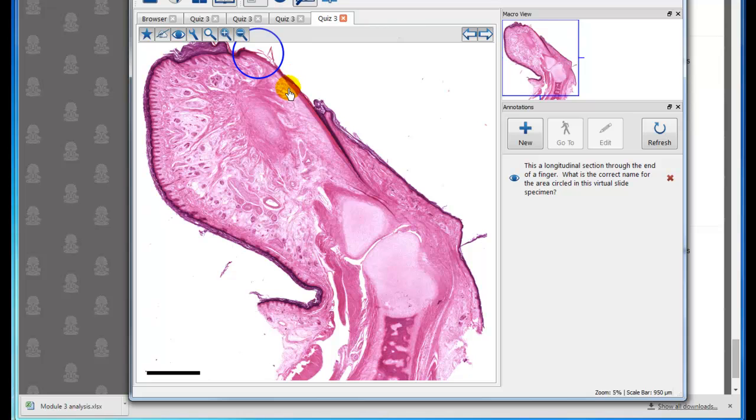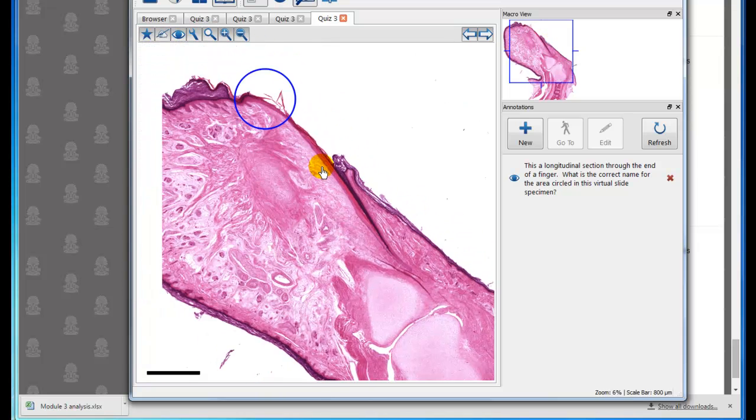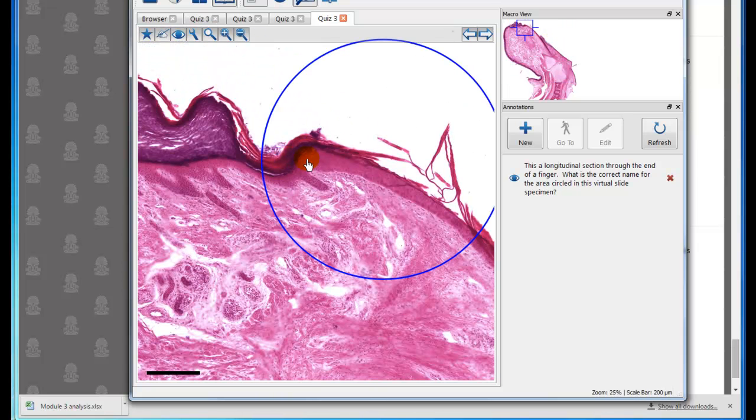You see, here's the nail right here. This is the skin on top, and this is the skin connecting below. So this would be the eponychium here, and this would be the hyponychium area here.